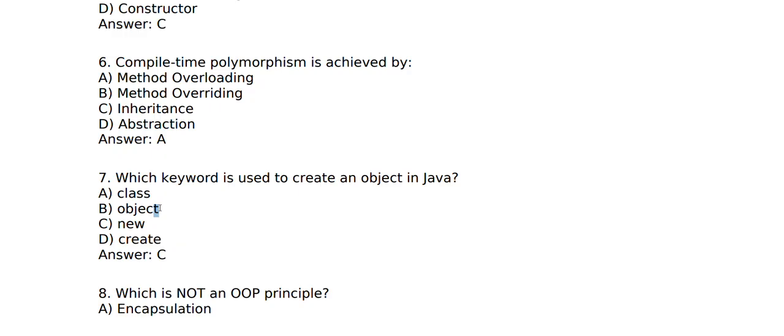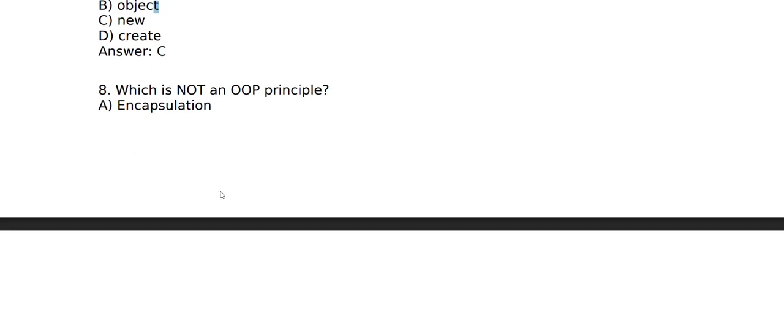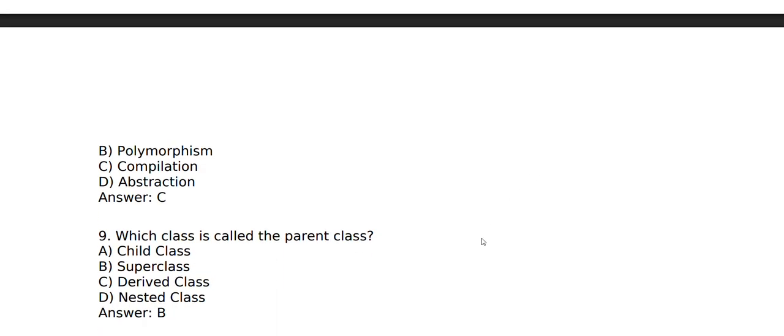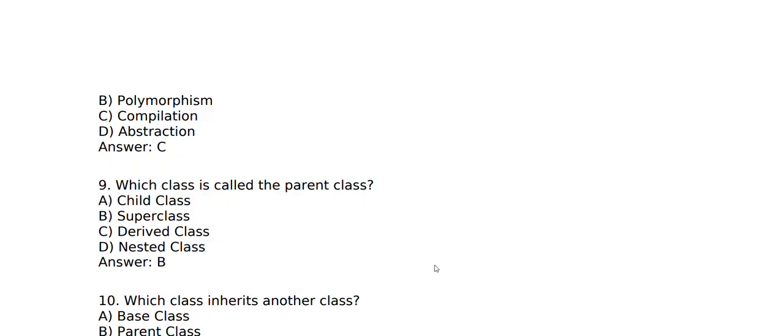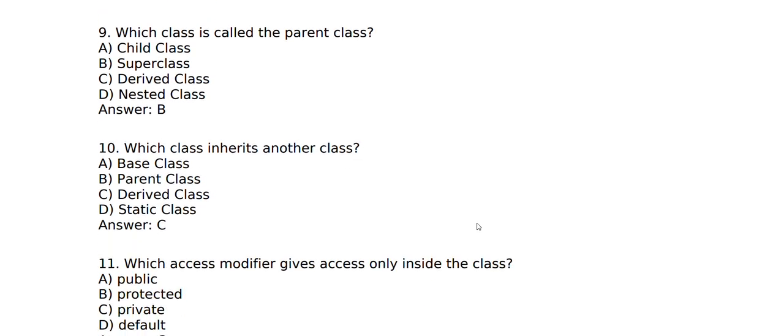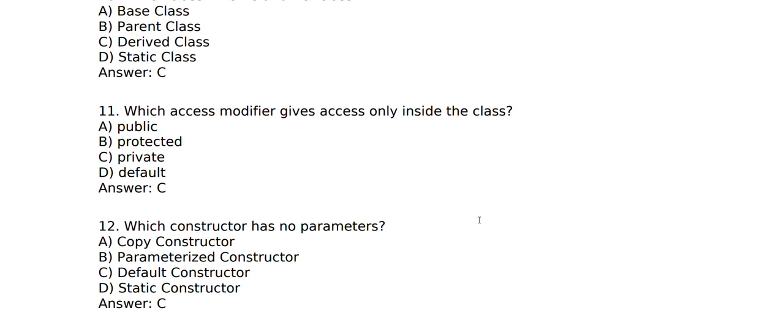So which is not a concept of object oriented principle? This is encapsulation. It is a concept. Similarly, polymorphism and abstraction are also concepts of OOPS, but compilation is not a concept of object oriented programming. So which class is called the parent class? It is superclass. And which class inherits another class, that is child class or derived class? So which access modifier gives only access inside the class? It is very easy, private.